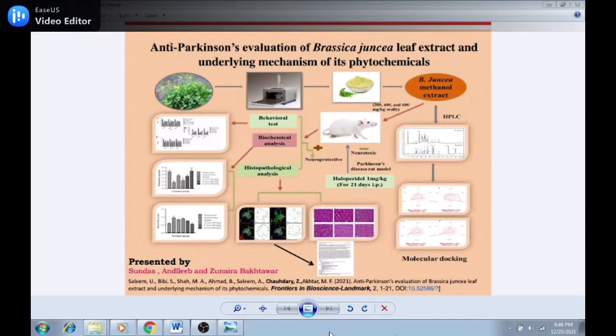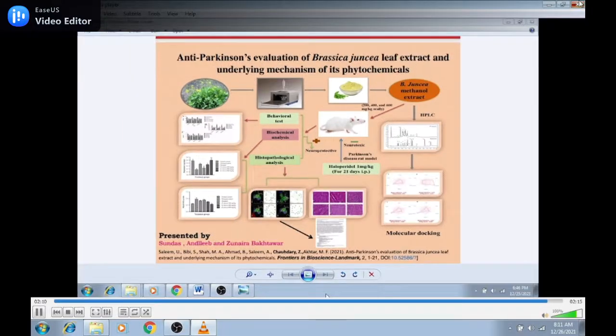As a result, the in vivo study showed improved behavioral and biochemical analysis. The dopamine level was increased and monoamine oxidase was decreased. Molecular docking analysis of the constituents showed good results in terms of protein-ligand binding interactions as well. So that's all about my topic. Thank you so much.